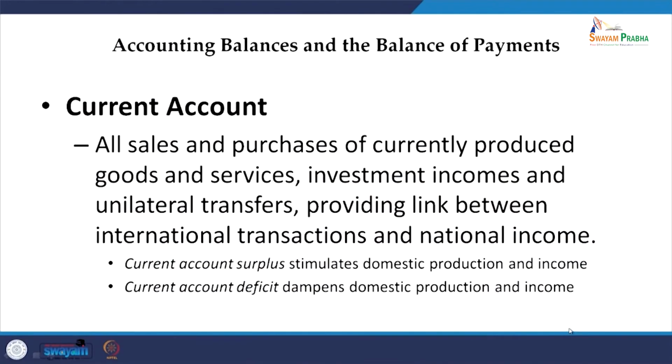Now, after defining some of the examples of balance of payment, we have to discuss the current account, the capital account, and the financial account. The first head is called the current account. Current account basically covers all sales and purchases of currently produced goods and services, investment incomes and unilateral transfers, providing a link between international transactions and national income. These heads are part of the current account entries. A current account surplus stimulates domestic production and income. A current account deficit dampens domestic production and income accordingly.